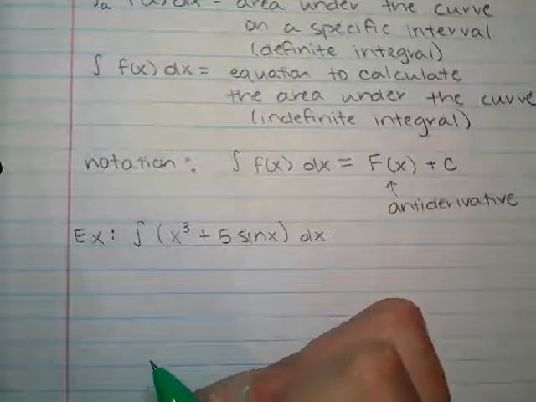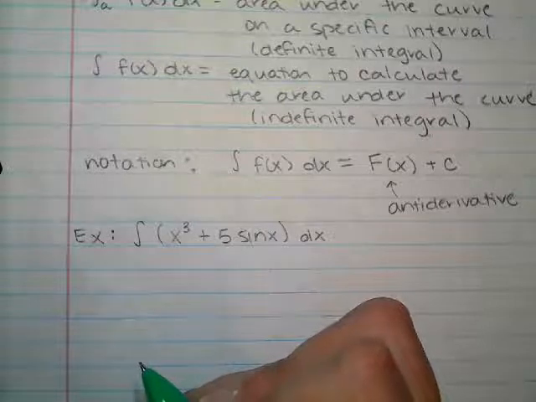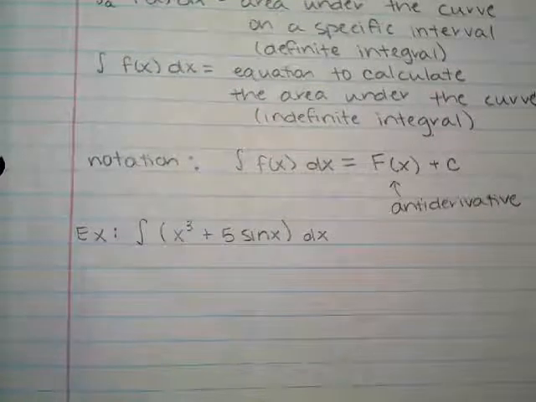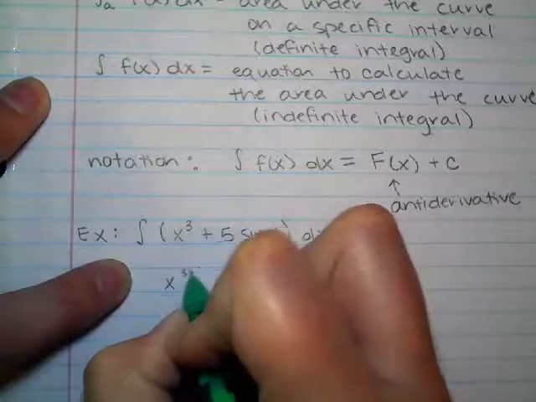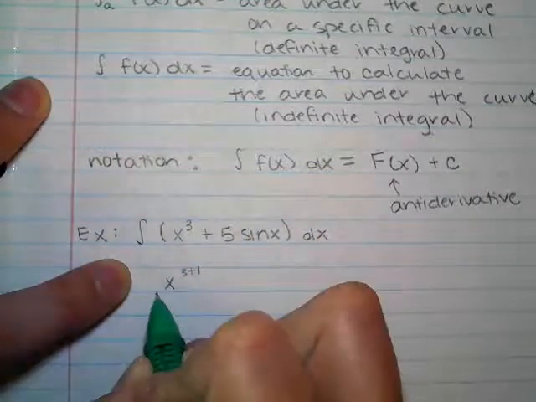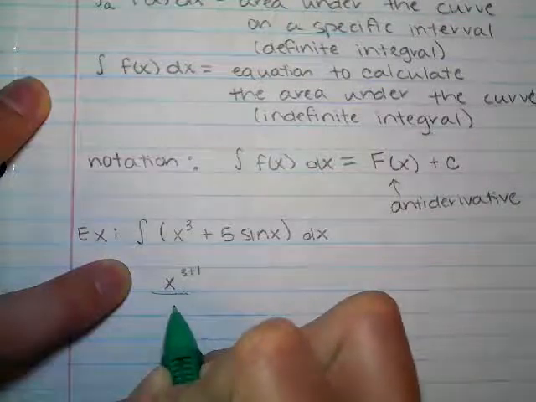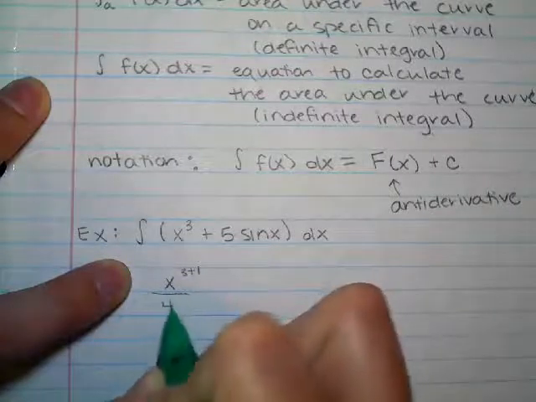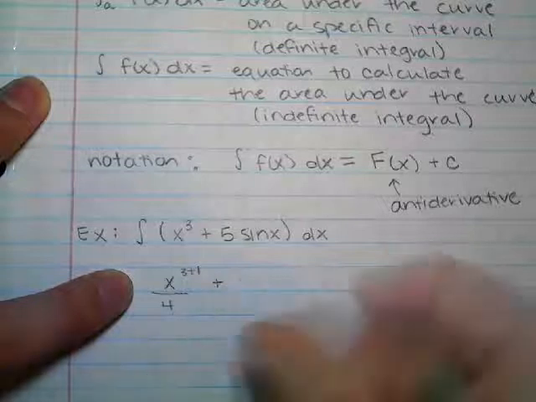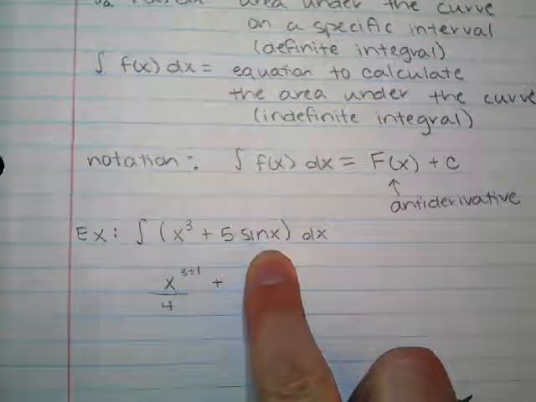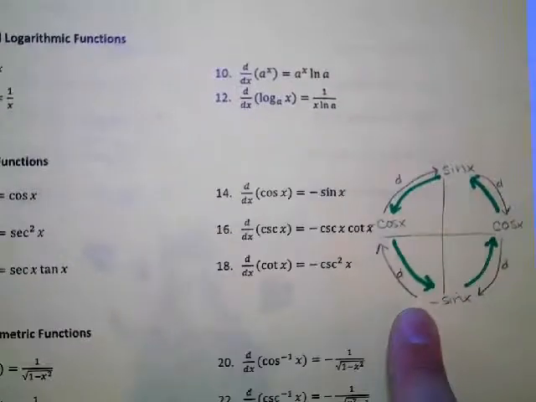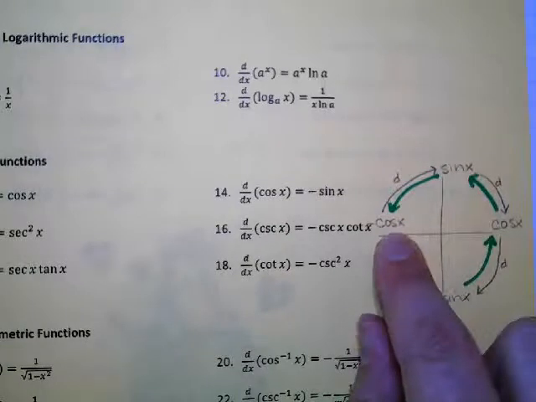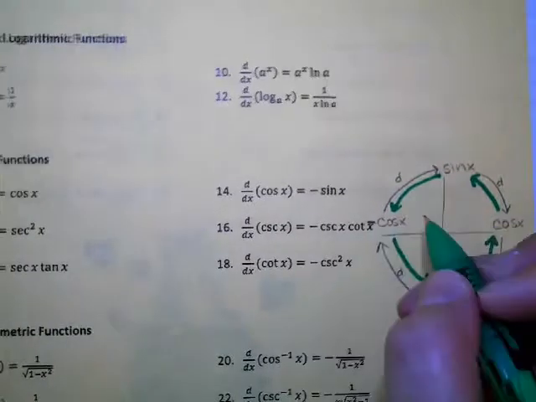We go backwards, so we take the exponent, we do what to it? Add 1. So I'm going to do x to the third, add 1 to it, and then divide it by 4. Okay. And then over here, the antiderivative of sine, oh, I need my yellow sheet. When I go backwards on sine, it goes to negative cos. Okay, thank goodness. Minus 5 cos x.